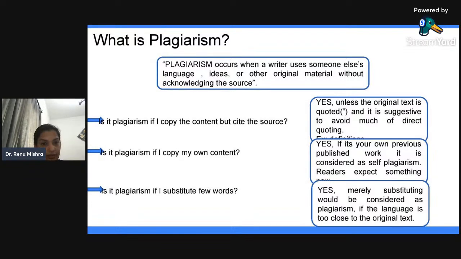Now, if you are copying the content but citing the source, it's still plagiarism. You need to change the language. Even if you're copying your own content, that's also plagiarism. It is called self plagiarism, and you need to give your own citations in that. Even if you substitute a couple of words, that also will be called plagiarism. You need to do paraphrasing or rephrasing for that.